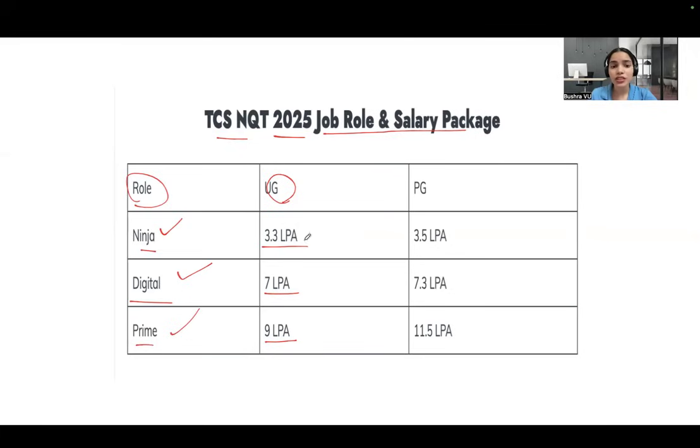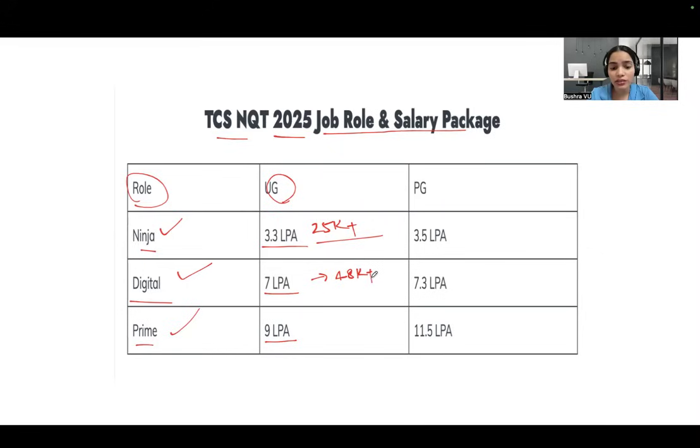you 9 LPA. We will talk about this in brief, but if you look at the different kinds of roles and their cutoffs, you'll be able to figure out how much to score in each section in order to crack these. Here you can expect a 25K plus salary when we talk about the Ninja role, which is 3.3 LPA. You can go for the new tax regime, and you will be able to completely save the tax. Here you can expect some 48K plus salary if you're going for 7 LPA.